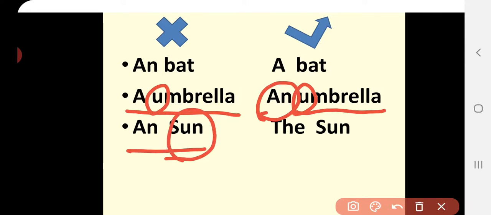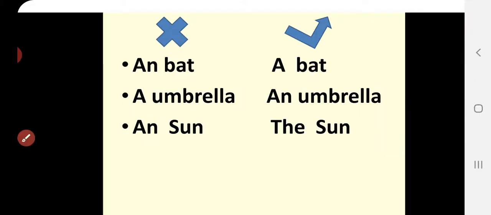If the thing is very specific, and we are talking about only one kind, then we have to use the article the. So the sun is the correct form. I hope you understand the difference between the usage of a and the articles.